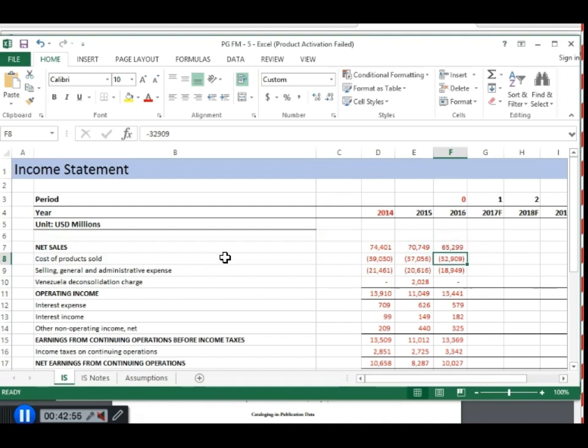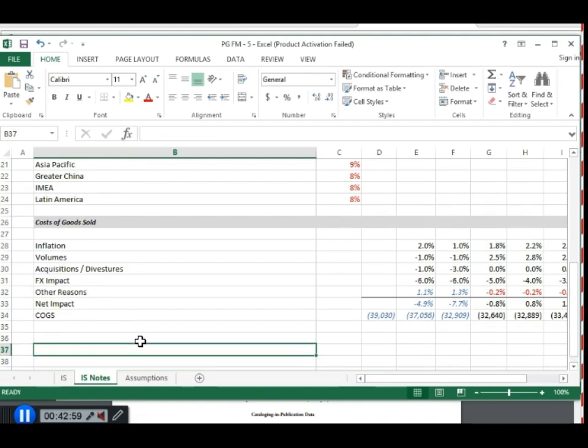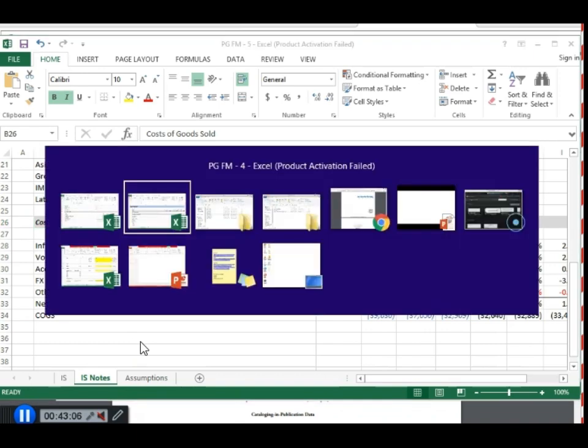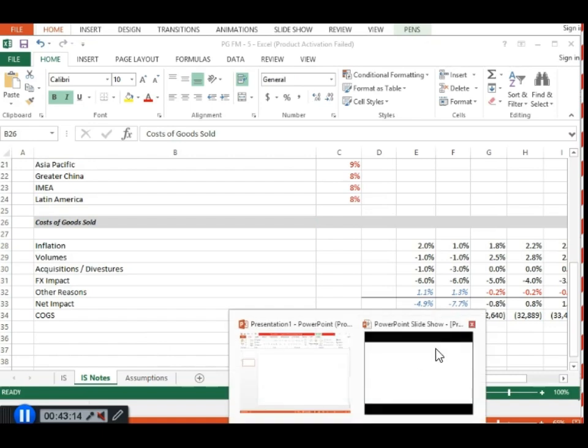Next part is cost of goods sold. So that means the next item that I have to forecast is cost of goods sold, right? Now there can be multiple ways of forecasting cost of goods sold. You can simplify it, or you can break it down into components, or there are multiple ways that you can use. So simply speaking, your sales minus cost of goods sold is your gross profit.